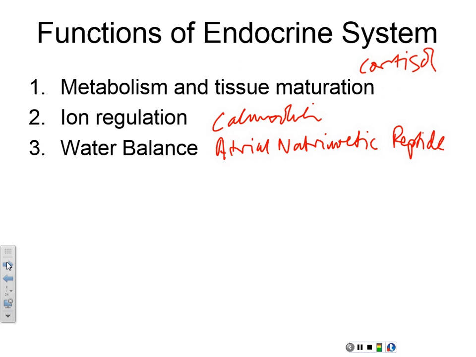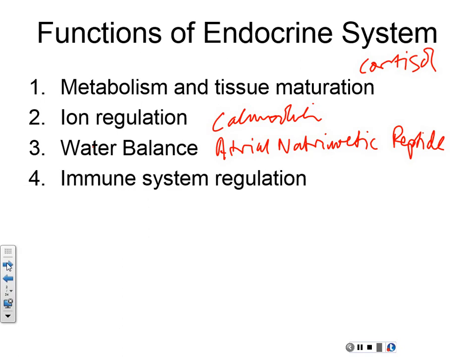So if your heart is stretching too much because there's a lot of blood coming back to the heart, it will release this atrial natriuretic peptide, which is a hormone that then goes to the kidneys, and it will cause you to release more sodium in urine, so that wherever the sodium goes, the water follows, and you release dilute urine. So you release more water, and then your blood levels go down. So water balance is also a function of the endocrine system.